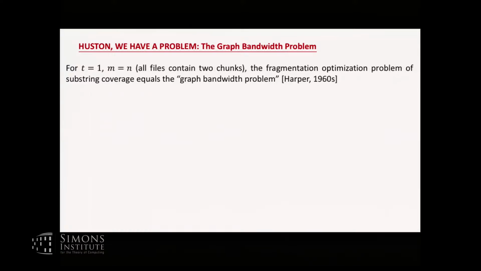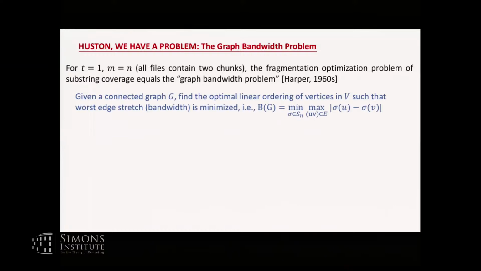And the graph bandwidth problem has been studied since the 60s. So what does the graph bandwidth problem say? Given a connected graph G, find the optimal ordering of vertices in V, and ordering means permutation, such that the worst stretch, that's what they call it, stretch, bandwidth, of an edge is minimized. This is it.